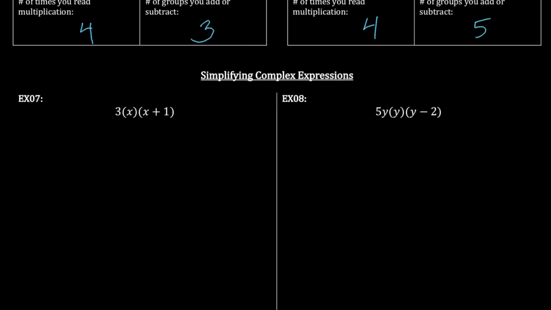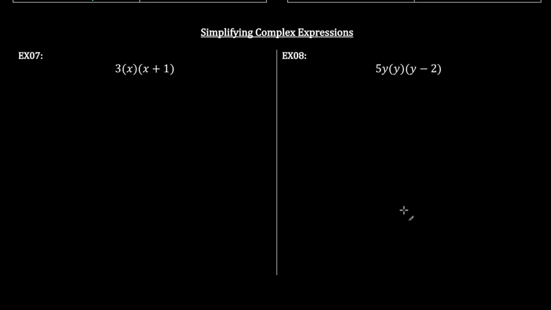Let's go ahead and try to simplify using this. Example 7 reads 3 times x plus 1. This is just one group because we take 3, we multiply by all that, and we never add or subtract anything. So in this string, we have to multiply 2 times in a row.